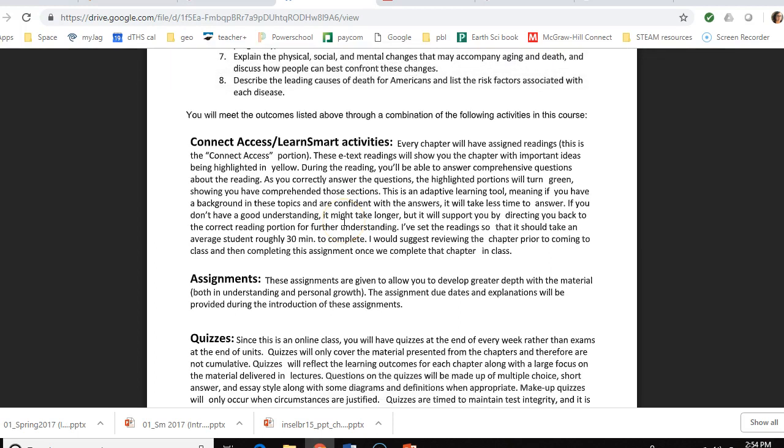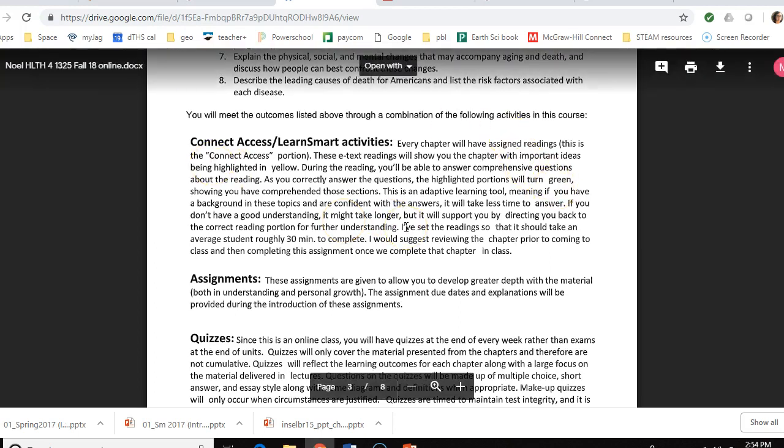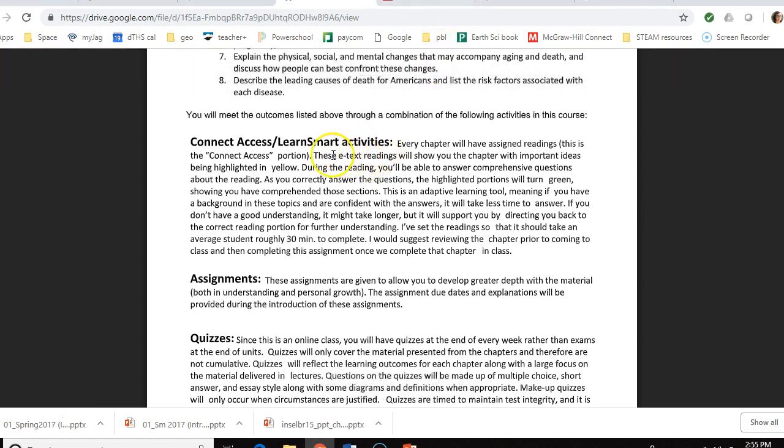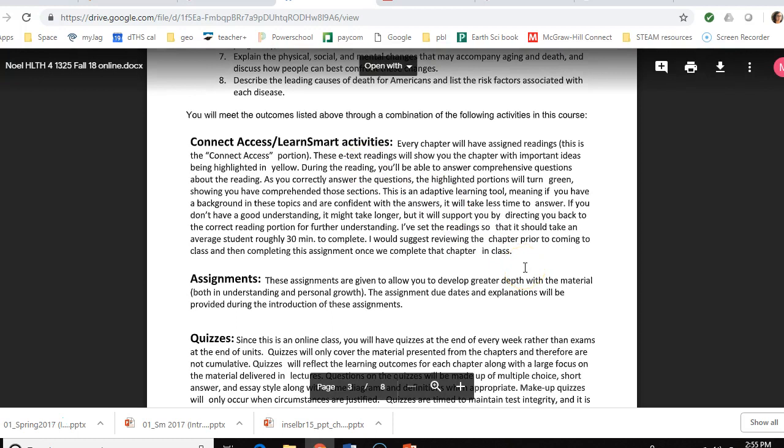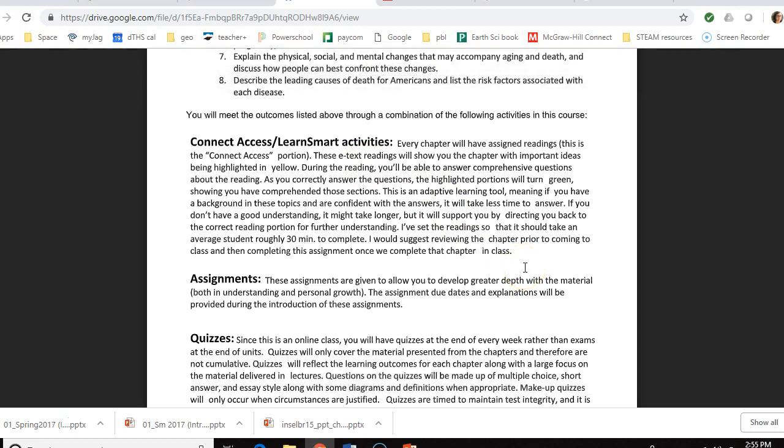Every chapter you're going to have what's called the LearnSmart or SmartBook or whatever they want to call it. E-reading assignment. So basically you read the chapter and then at the end you answer some questions. If you don't get it right, you go back and it shows you where the passage where it came from is. You read it again, you go back, you retake the question until you get it right.